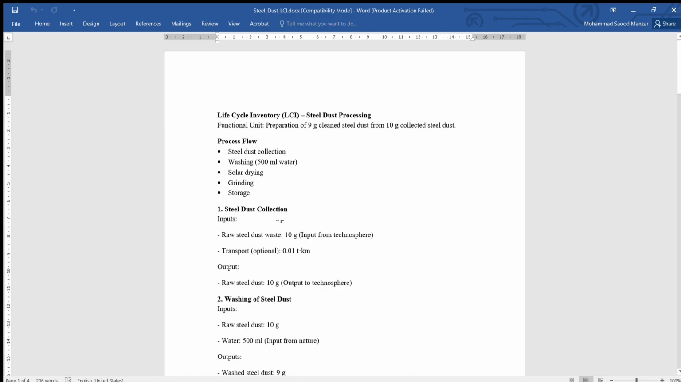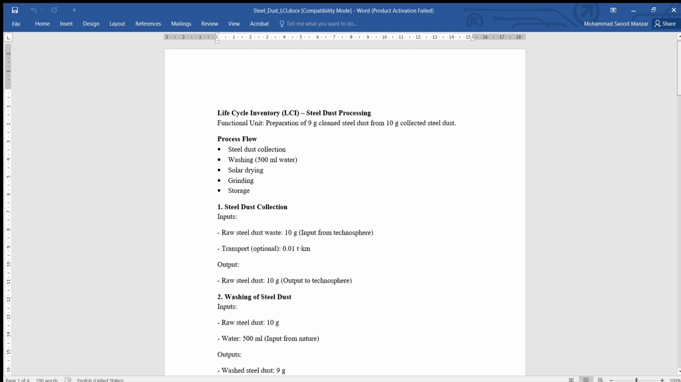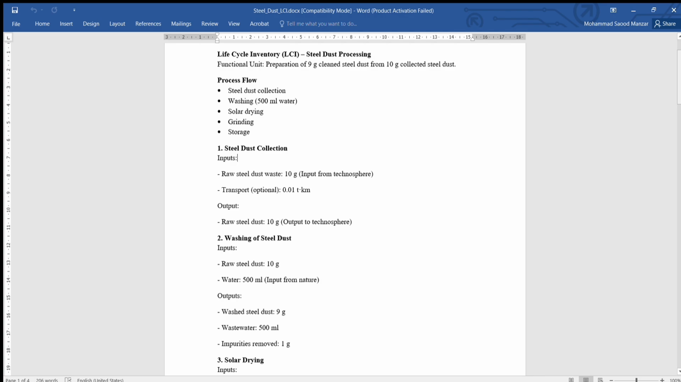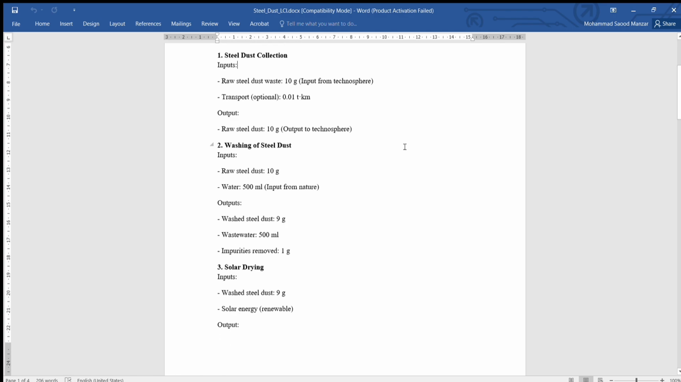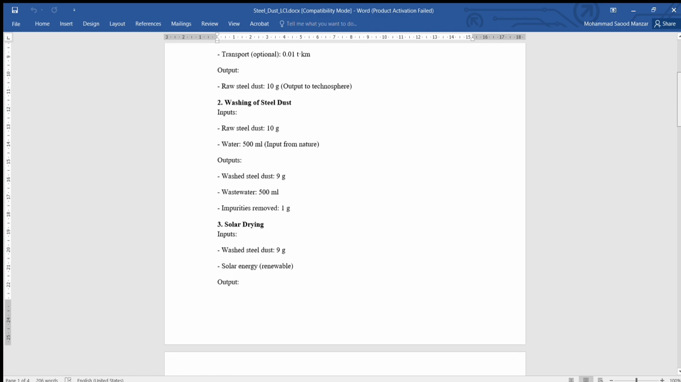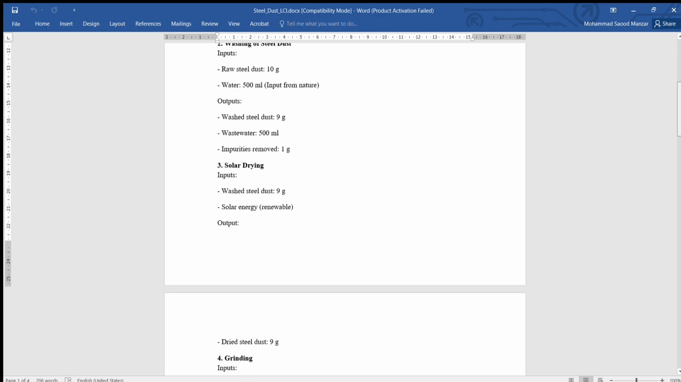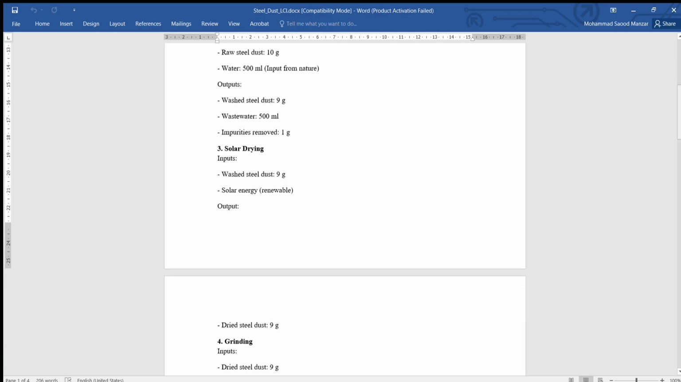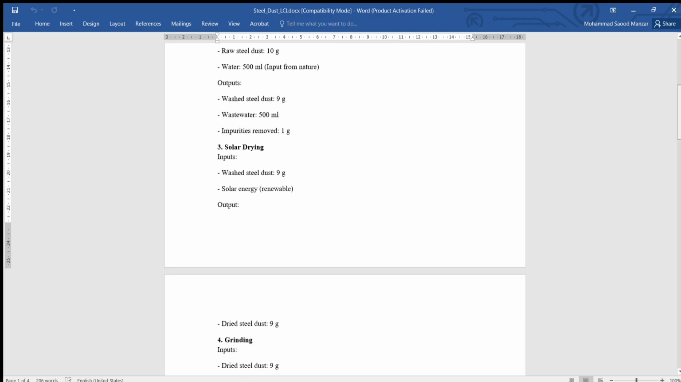So the steel dust collection is the input. As an input we need raw steel dust which has not been washed. So 10 gram is the input from the Technosphere, and the transport is optional. The output is the raw steel dust, that is the output to the Technosphere. For washing the raw steel dust, we will use 500 ml of water as input from nature, and the output, the washed steel dust, will be 9 gram, the wastewater is 500 ml, and the impurities removed are 1 gram. Then we have the solar drying: the washed steel dust is 9 gram, solar energy is the renewable energy, and the output dried steel is 9 gram.